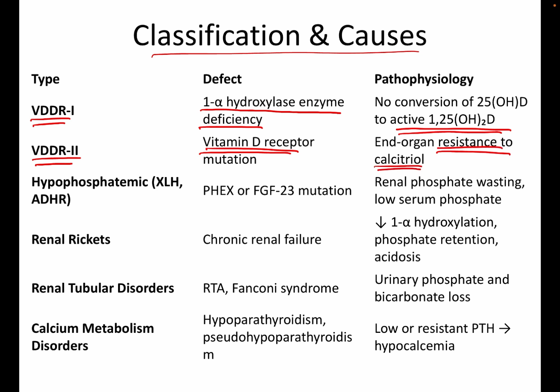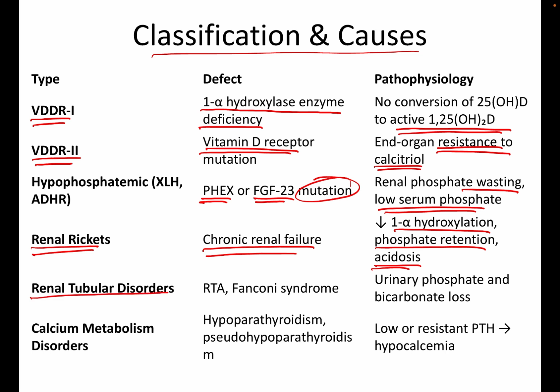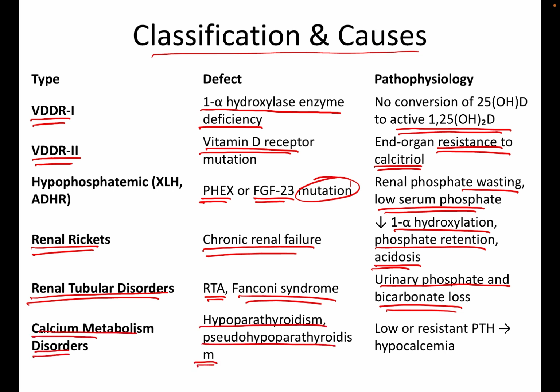In case of hypophosphatemic rickets, there will be a mutation of PHEX gene or FGF23 mutation, which will result in renal phosphate wasting and low serum phosphate. Renal rickets, there will be chronic renal failure and decrease in 1 alpha hydroxylation, phosphate retention, acidosis. Renal tubular disorders, there will be RTA or Fanconi syndrome and urinary phosphate and bicarbonate loss will be there. In case of calcium metabolism disorders, hypoparathyroidism, pseudohypoparathyroidism will be there. There will be low or resistance to parathyroid hormone, which will result in hypocalcemia.